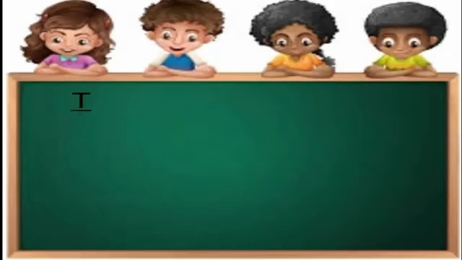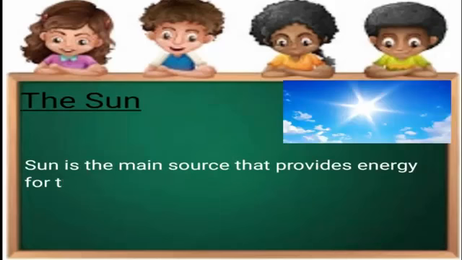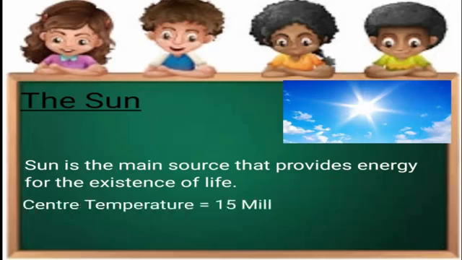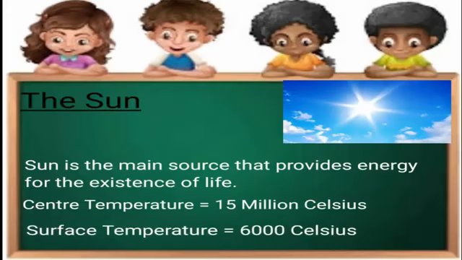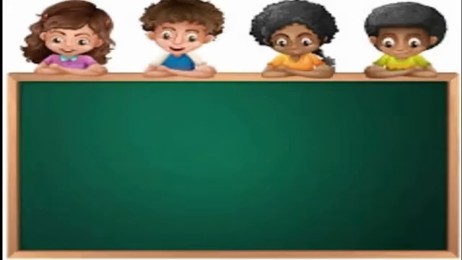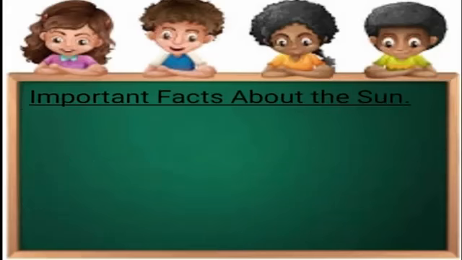Next subtopic is the Sun. Sun is the main source that provides energy for the existence of life on Earth. The temperature of the center of the Sun is about 15 million Celsius and the surface temperature of the Sun is about 6,000 Celsius. Next, see important facts about the Sun.